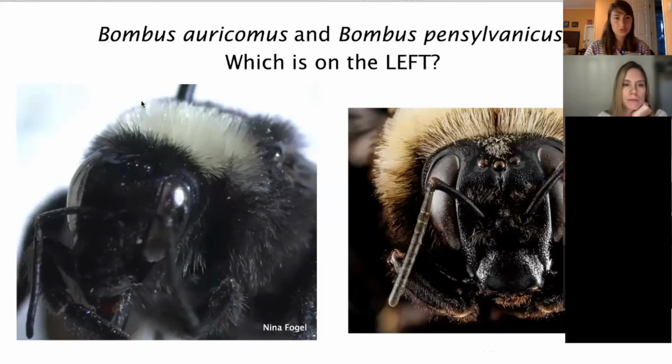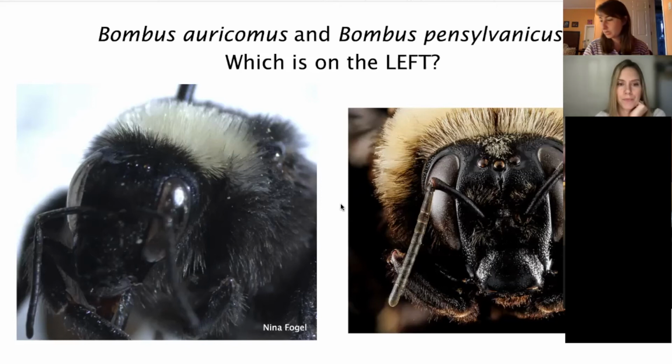Okay, so this one's a little different. You're just going to say which bee is on the left. So this is just looking at the head. One is Bombus pennsylvanicus and one is Bombus auricomis. Which one is on the left?